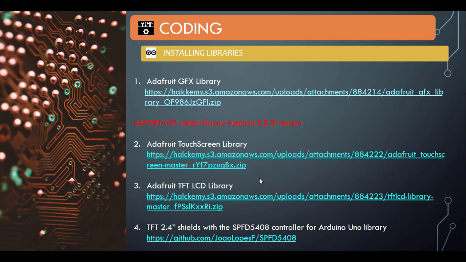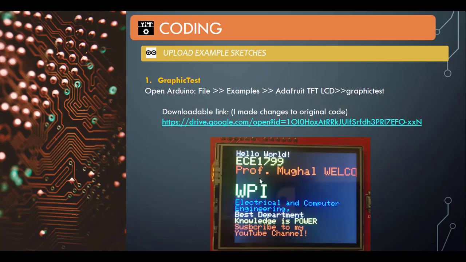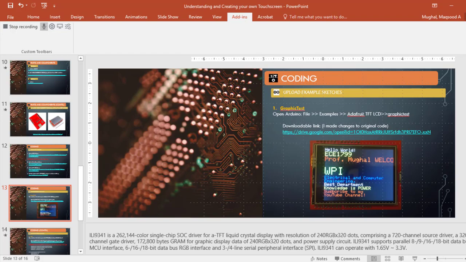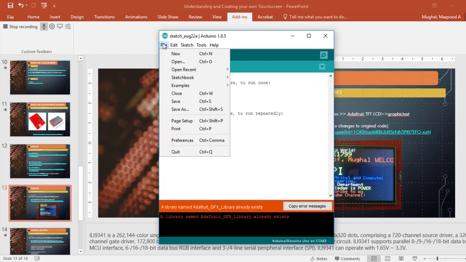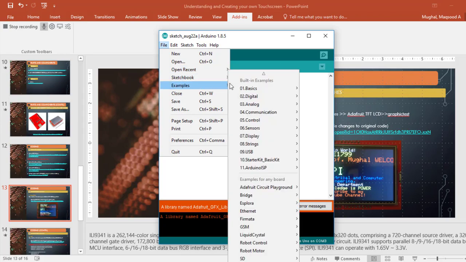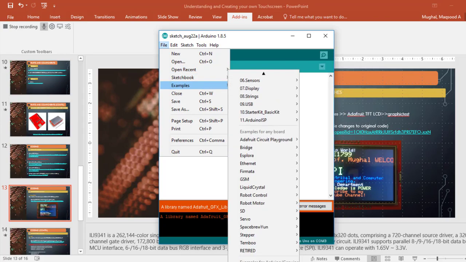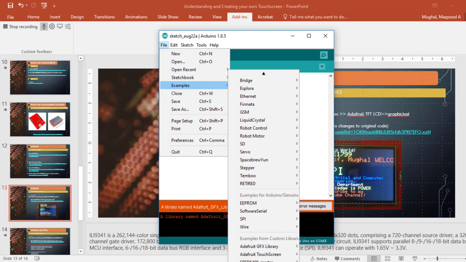And then once you have this part done, we are going to start with our first experiment, which is going to be the graphic test, sorry. Now, all you need to do here is, when you install the libraries in your Arduino, you go to File, you go to Examples, and then you look for TFT LCD screen right here.